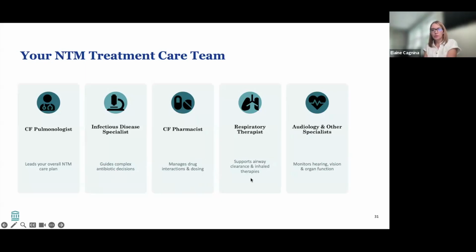Respiratory therapists will talk to you about airway clearance and your inhaled therapies. And then you need audiology and other specialists to monitor your hearing, vision, organ function, and help manage side effects. So again, a multidisciplinary team is of critical importance in this. We can't do it by ourselves.